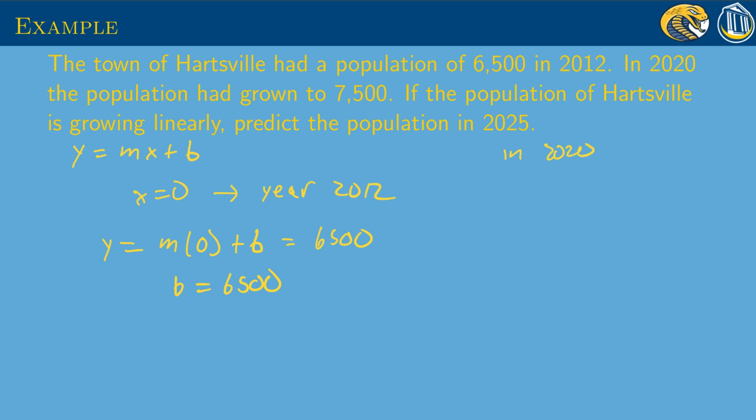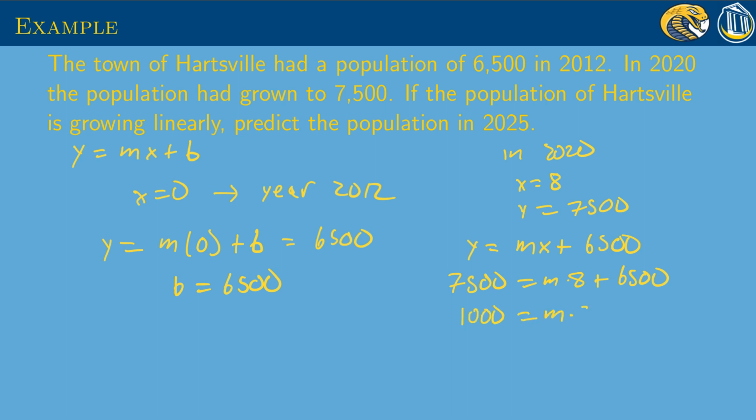In 2020, we know that x equals 8 years from when we started, and y equals 7,500. Putting this into our equation, we get y equals mx plus 6,500. That's 7,500 equals m times 8 plus 6,500. Doing some arithmetic, subtracting 6,500 from both sides, we get 1,000 equals m times 8. And if we divide both sides by 8, we get 125 equals m.